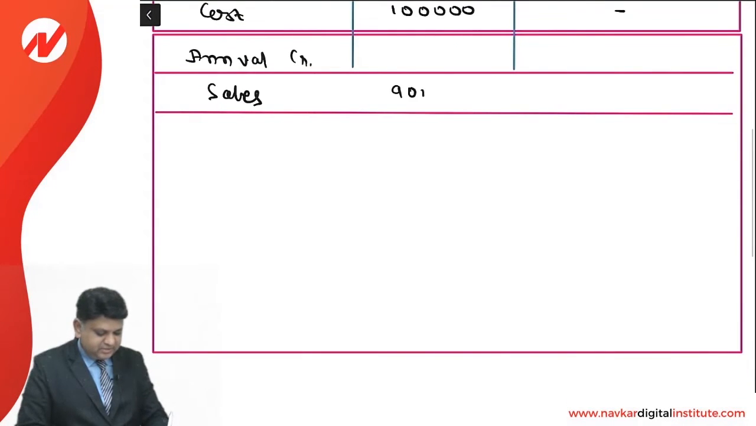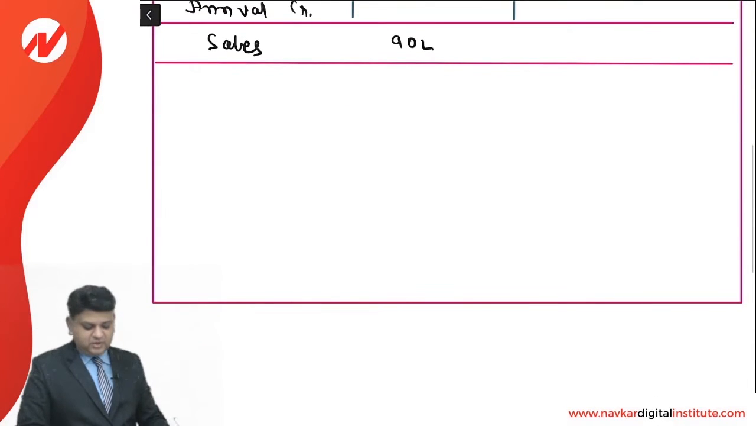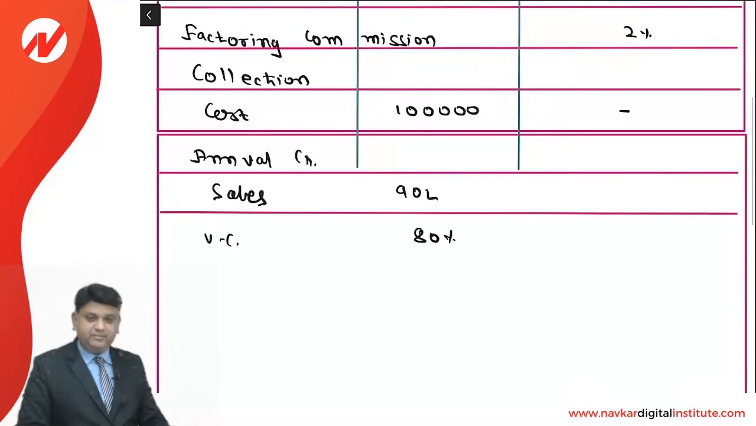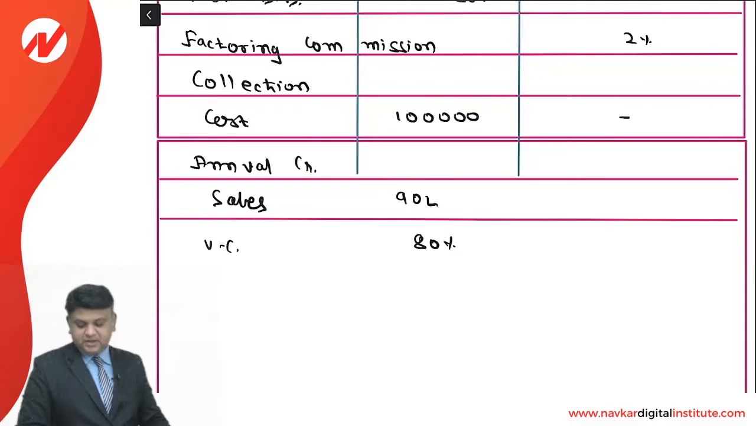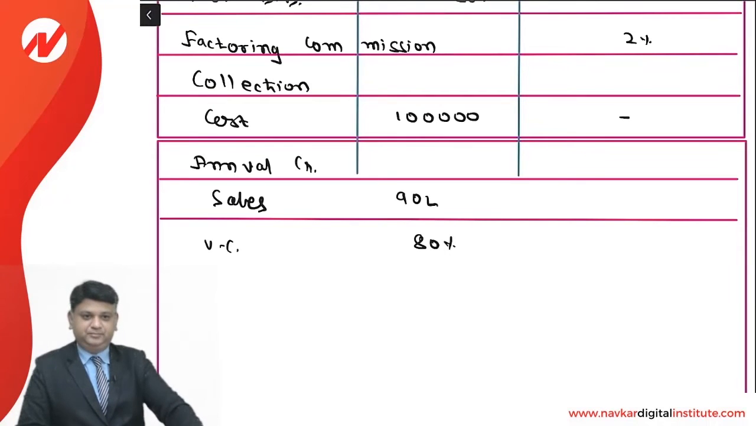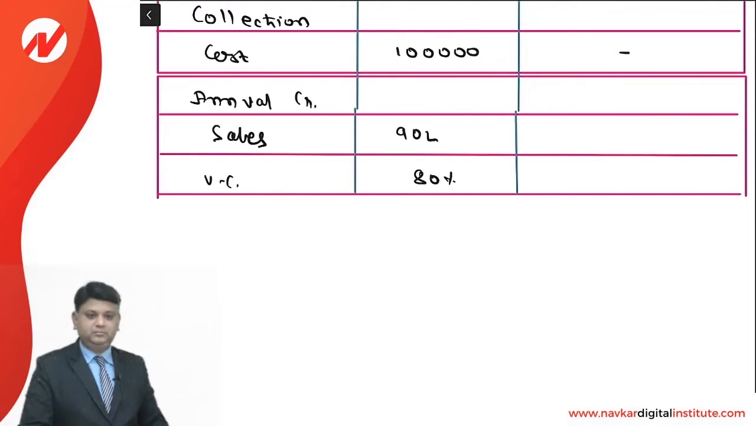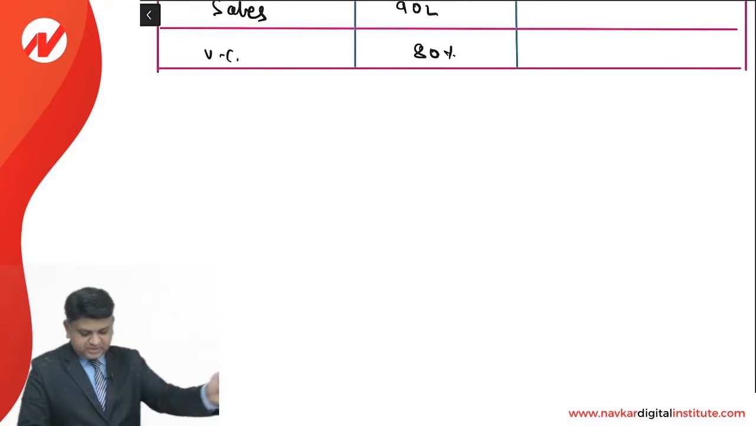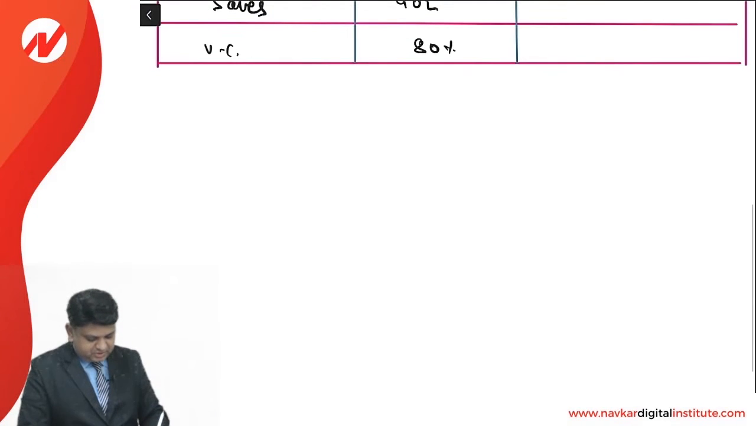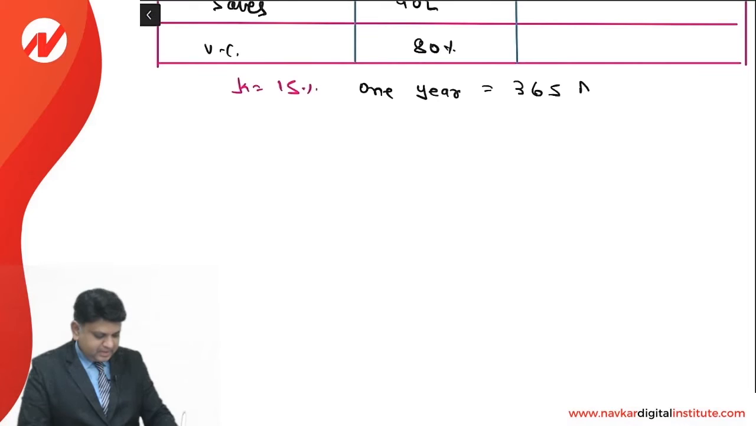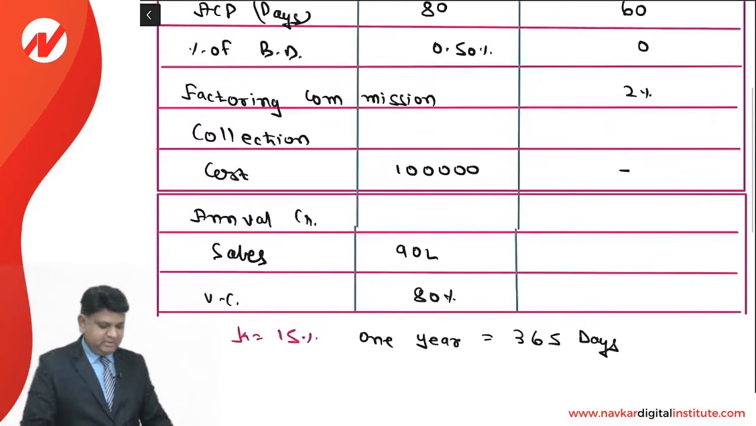Annual credit sales is given as 90 lakhs. Variable cost is 80% of the revenue. We have been provided with the cost of capital as 15%. And we have been given that 1 year is equal to 365 days.